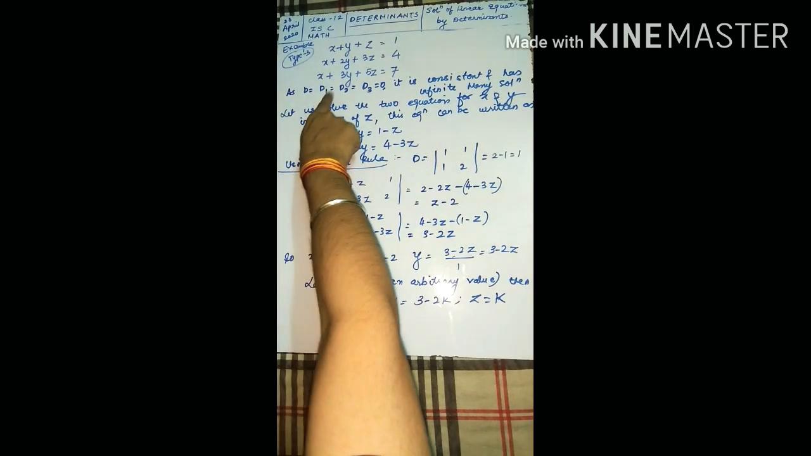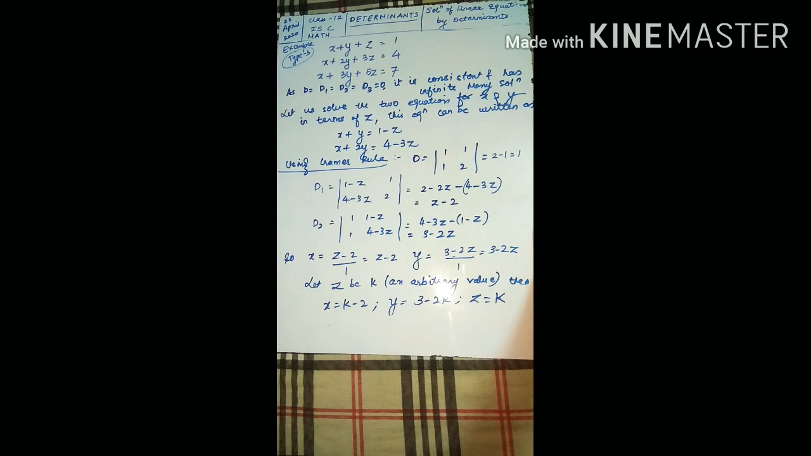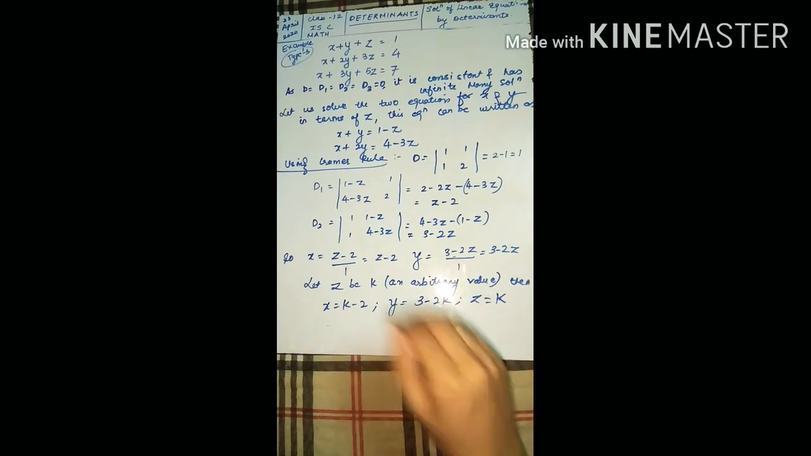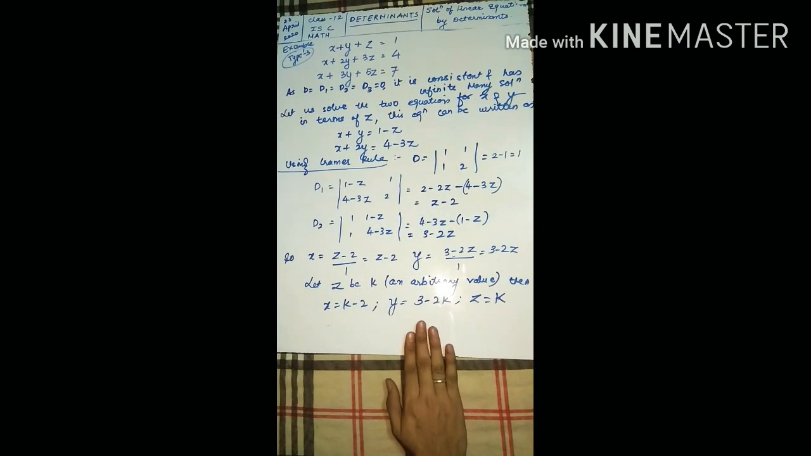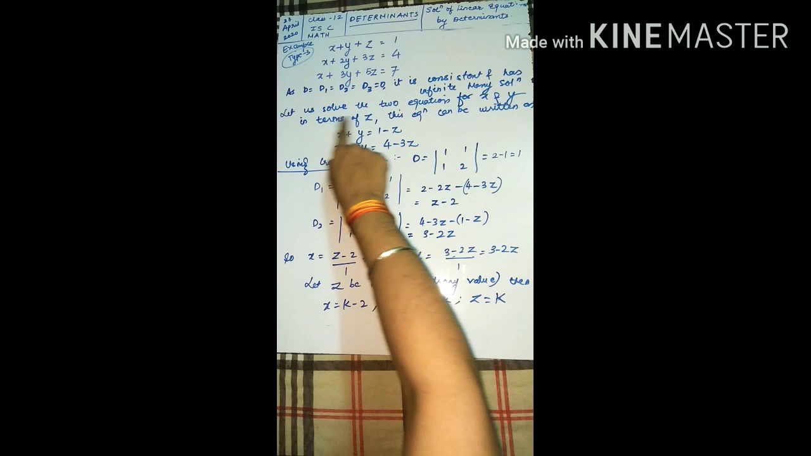As D equals D1 equals D2 equals D3 equals 0, it is consistent and has infinitely many solutions. So what is the criteria? See, this is the very important phase of the question. What is the criteria of solving for that? Let us solve two equations for x and y in terms of z.